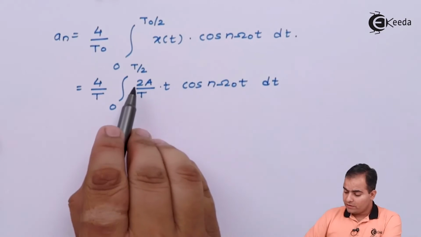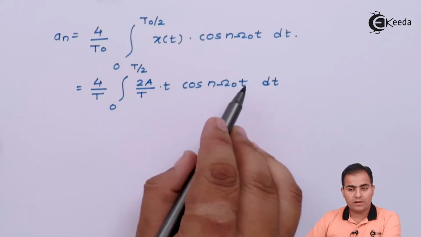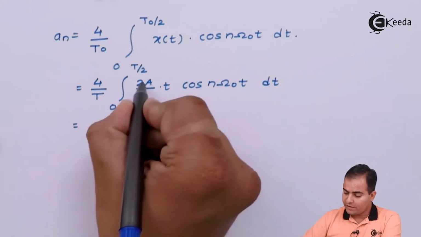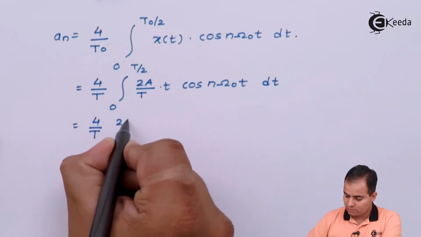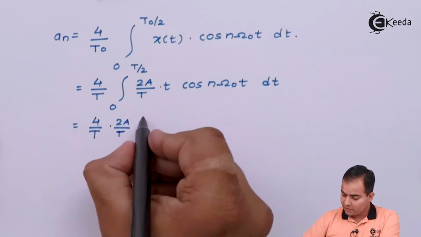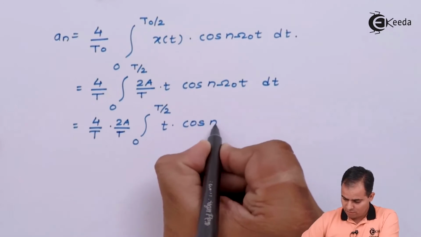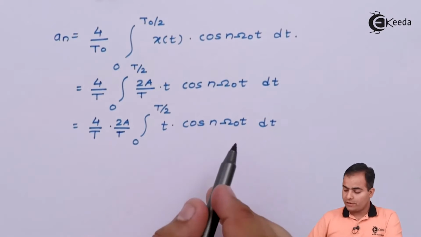Now look at here. This 2a by T is a constant because we are going to integrate only a small t functions, or the functions which have a small t. So I'll take 2a by T constant. So I have taken 2a by T outside this integration. And now what we have? t into cos of n omega 0 t.